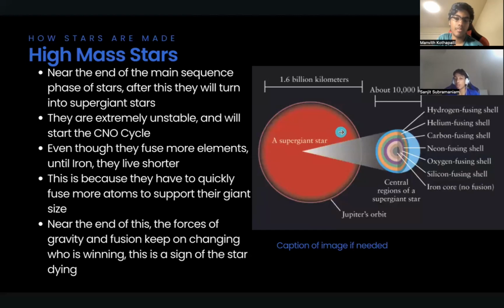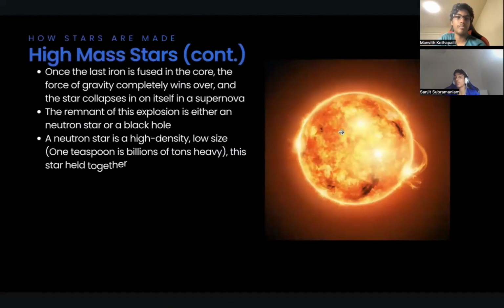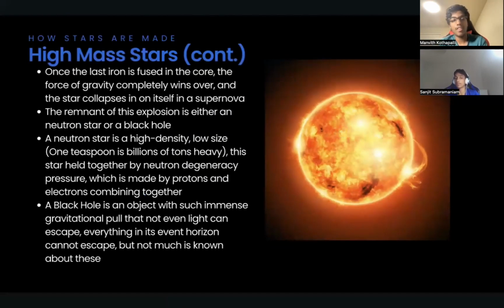The remnant of the star will either be a neutron star or a black hole, depending on the initial mass of the star. Remember, more mass is equal to more fusion, and the heavier it is. So the neutron star is a remnant of the high mass star, which has a smaller size but high density. Basically, 1 teaspoon of it would weigh billions of tons.